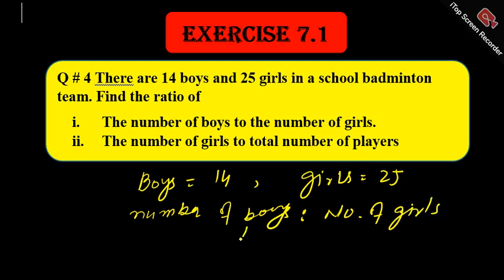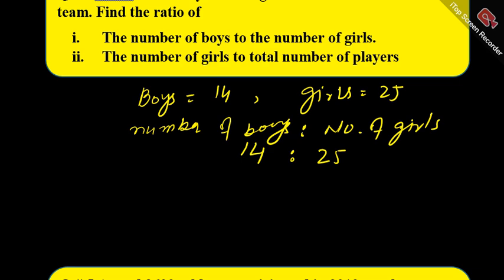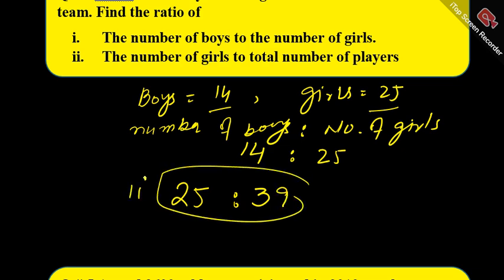So how many boys are there? That is 14. And how many girls are there? That is 25. So simply your answer is 14 ratio 25. Right? So what is the second part of the question? The number of girls to the total number of players. How many total players are there? 14 boys and 25 girls. So number of girls is 25, and for the total number of players, we add 14 and 25, we get 39. So that is the answer to your second part, the number of girls to the number of players.